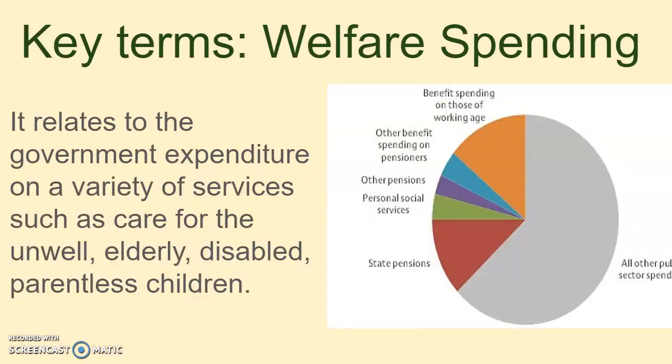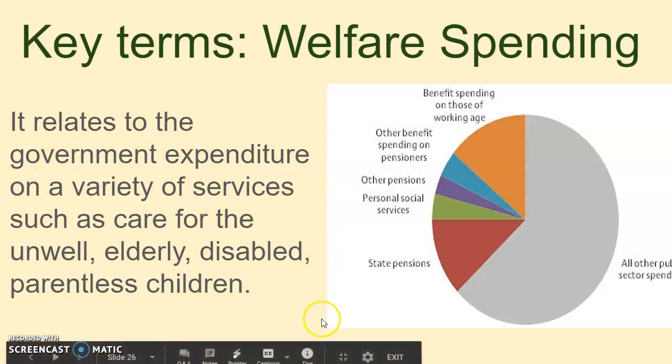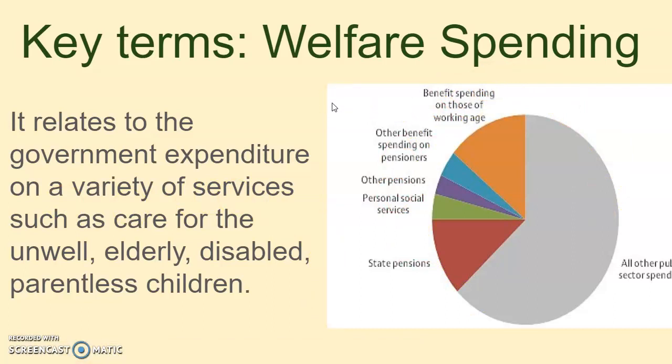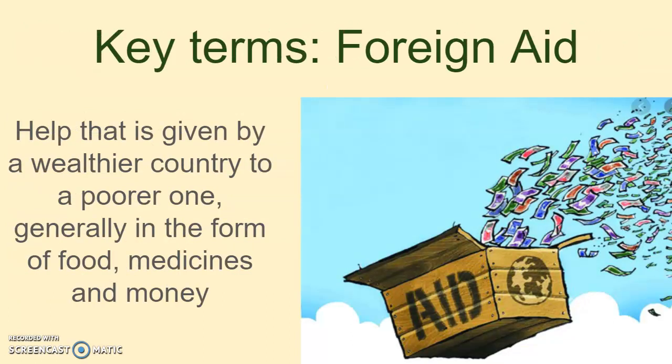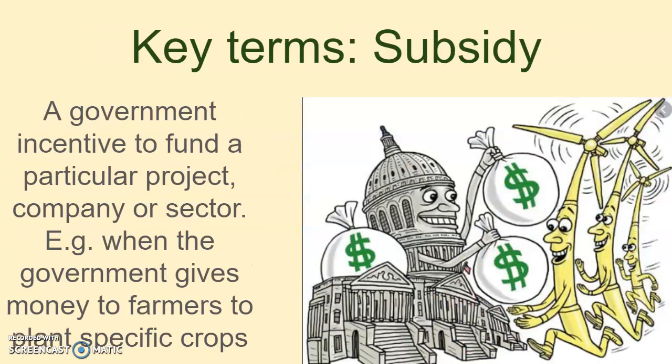Now, welfare spending relates to the government expenditure on a variety of services, all these services here, such as care for the unwell, the elderly, the disabled, parentless children, and so on. Foreign aid is help that is given by a wealthier country to a poor one, and it is generally in the form of food, medicines, and money.